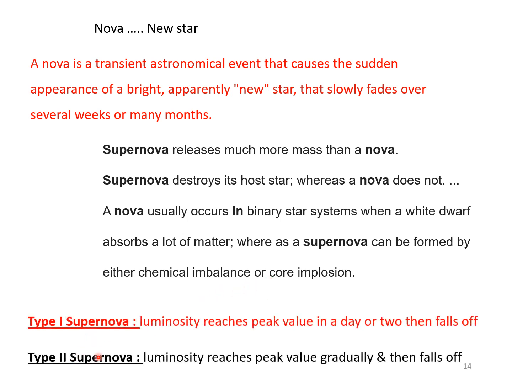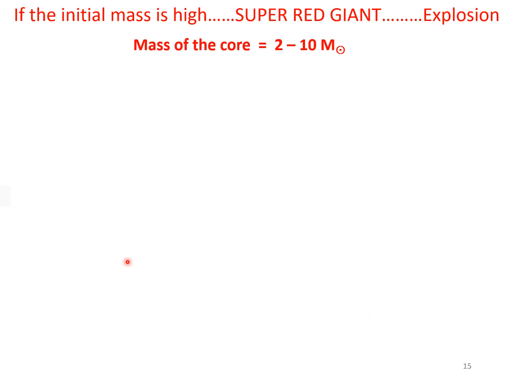And again, in supernova, there are two types, type 1 and type 2. In type 1, luminosity reaches peak value in a day or two and then falls off. It is very fast. In type 2 supernova, luminosity reaches peak value gradually and then it falls off.